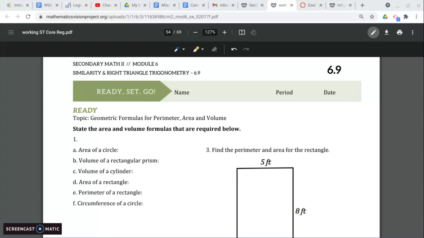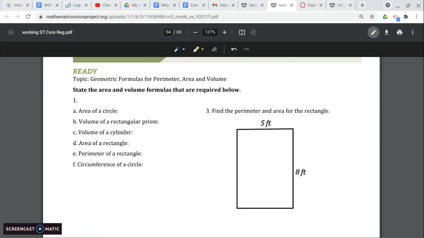So let's go ahead and jump right in. We want to state the volume and area formulas that are required below. We're going to go through all of 1 together, just so that you have all the formulas, so that doing 2, 3, and 4 will be nice and easy.